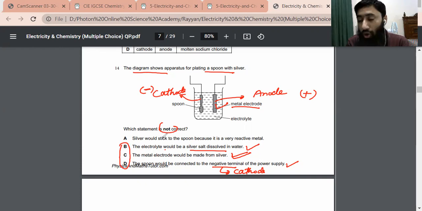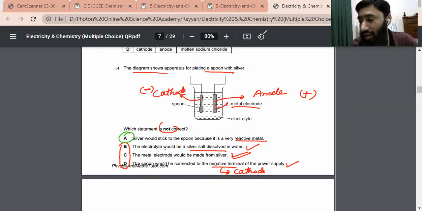So which statement is not correct? Silver would stick to the spoon because it is very active. No, this is not correct. Silver would not stick to the spoon like that. This is the process of electroplating. So the correct answer in that case is option A.